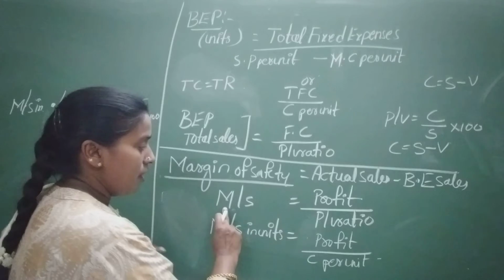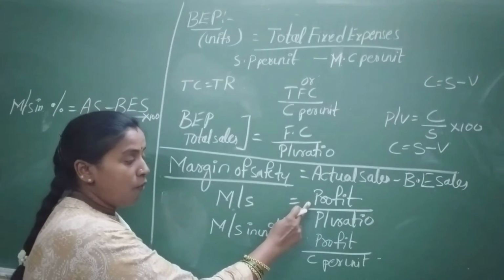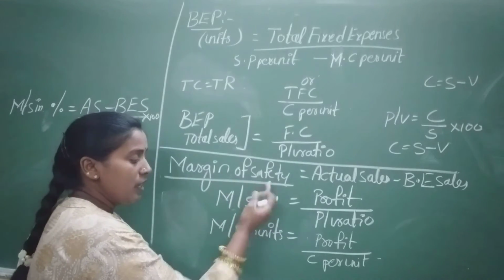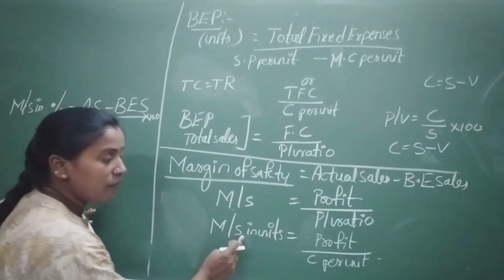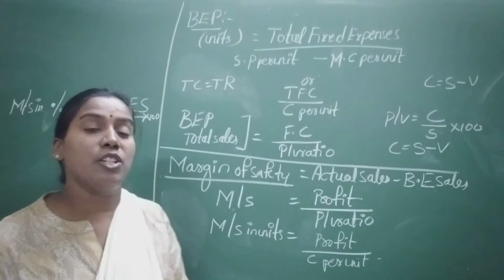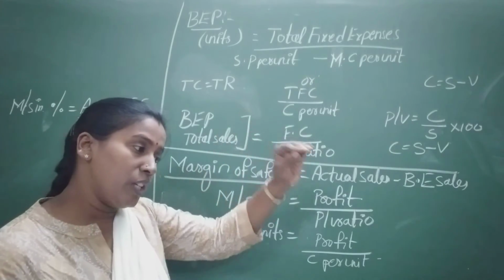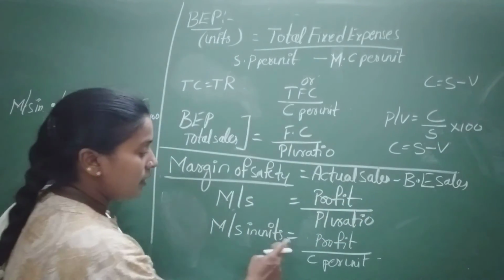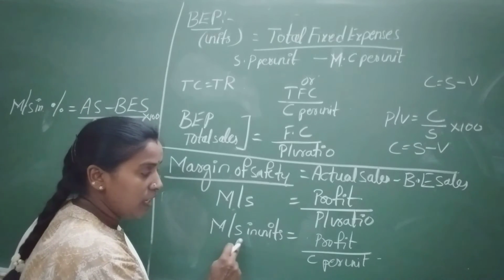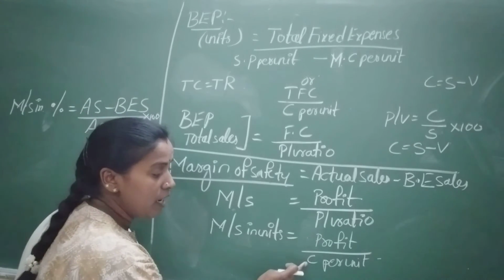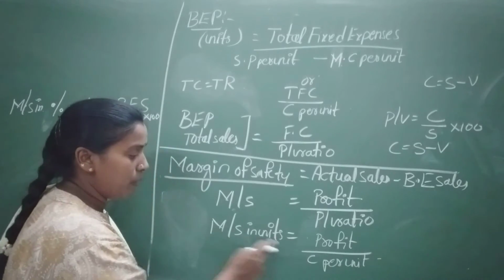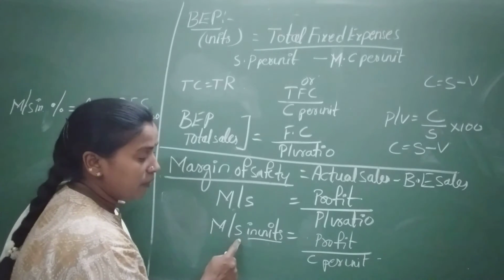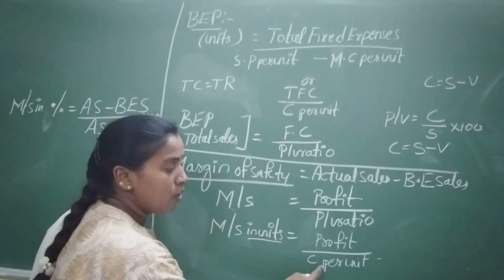Clear? Next, margin of safety, one more formula is what? Profit by PV ratio is the second formula for margin of safety. Next one, margin of safety in units. What are my margin of safety units? If I produce so many number of units, I will be beyond the production expected level. If you want to calculate that, you use this formula, margin of safety in units. The formula is profit by contribution per unit.